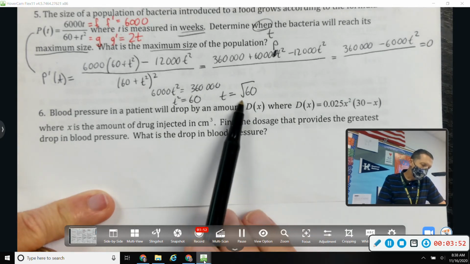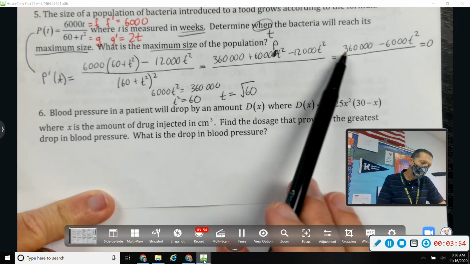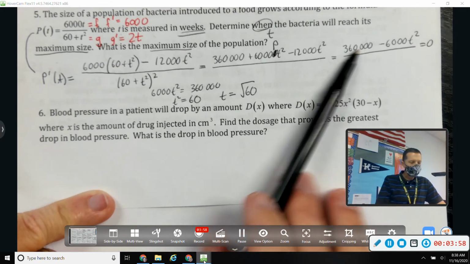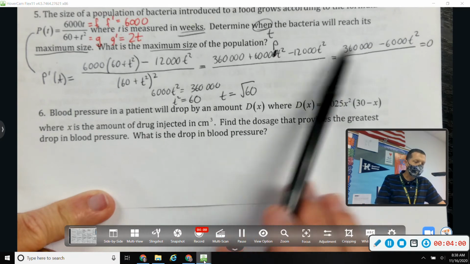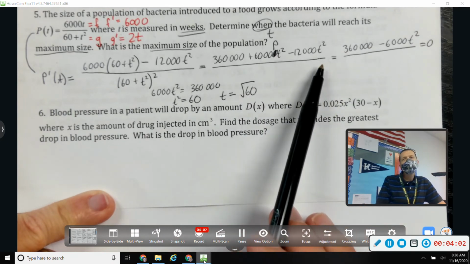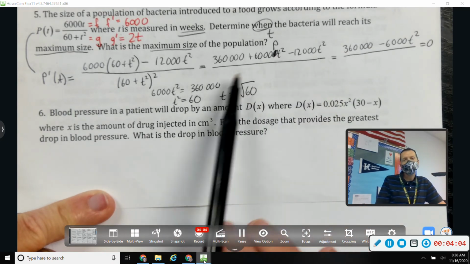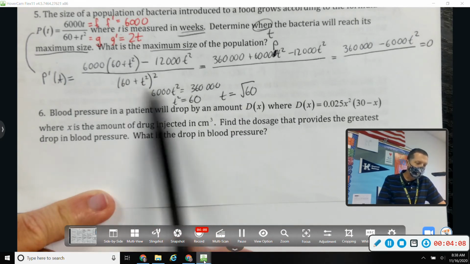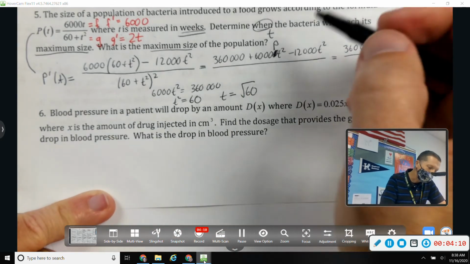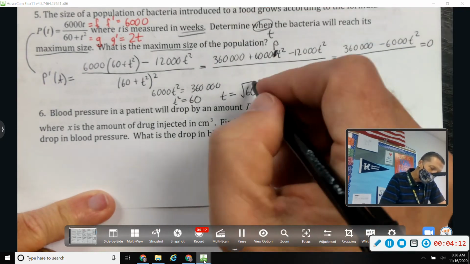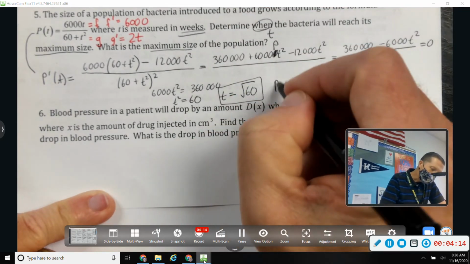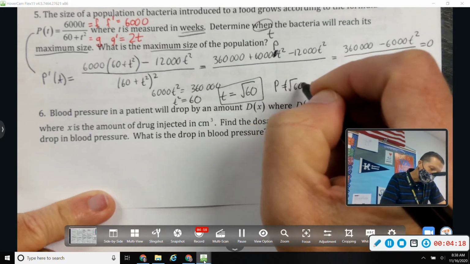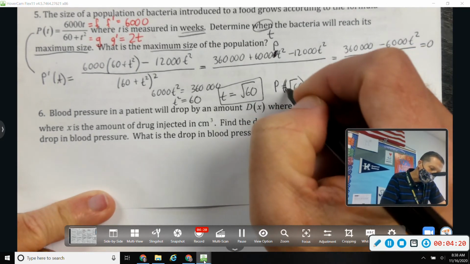So I'm supposed to check this against the second derivative, but I think I'm going to pass on that, and on the AP test that would be wrong. I can't do that. But it's the only point I've got, so I'm going to trust that that's the maximum. And then I need to find P at square root of 60. Well, that would be a calculator issue for sure.